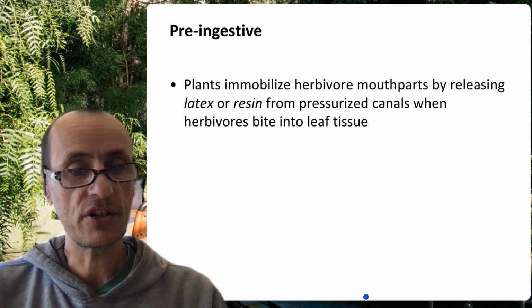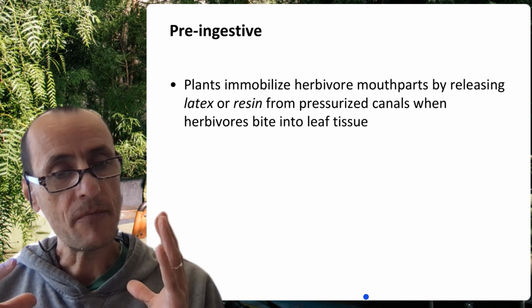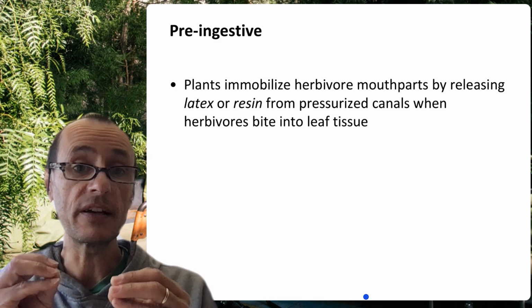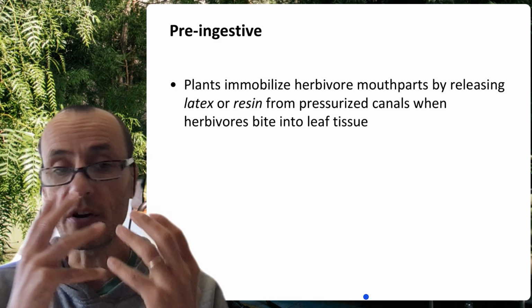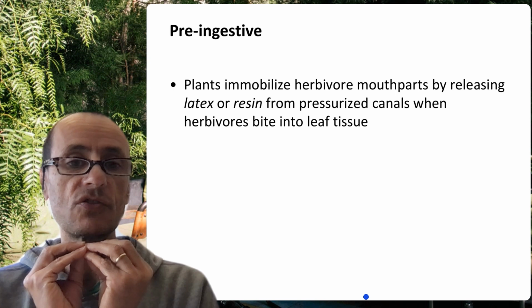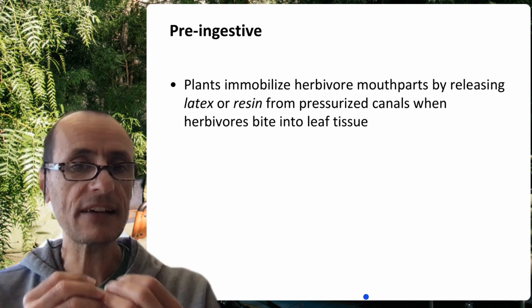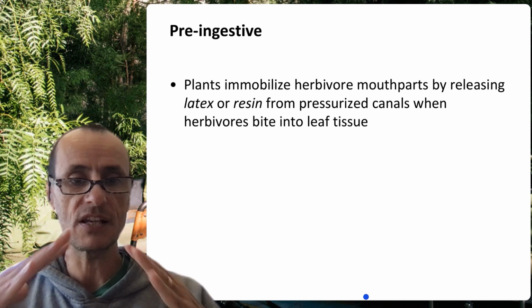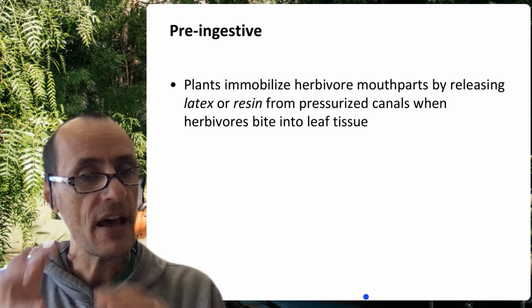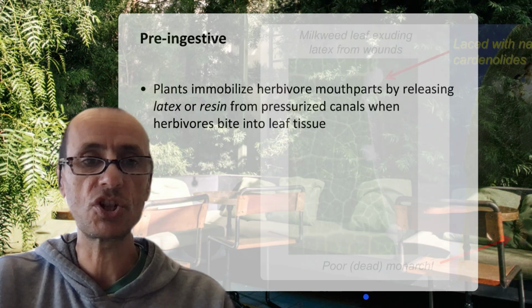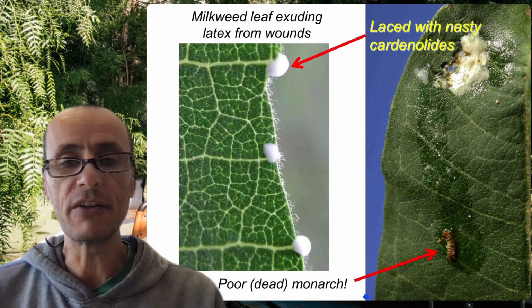Another way in which plants can prevent insects from actually getting at them is to basically immobilize or otherwise gum up the mouth parts of insects through the secretion of either latexes or resins that are maintained in canals in the vascular tissue of the plant. And as soon as the insects bite on the leaf, these compounds are basically shot out.